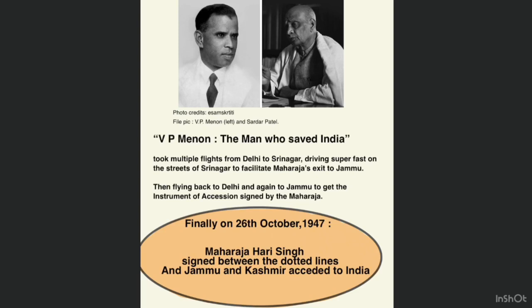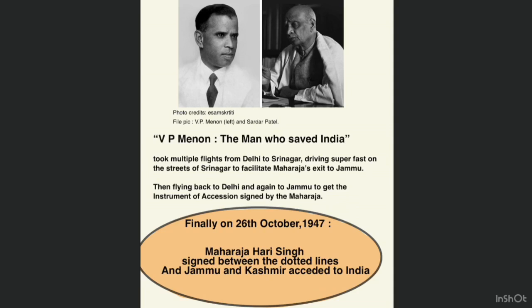First from Delhi to Srinagar, then driving super fast in his car to the Maharaja's palace, to ensure that the king doesn't fall into the tribal hands. In that case, the entire military activity would be useless. At the same time, he flew back to Delhi, and the Maharaja was called upon to sign the instrument of accession.